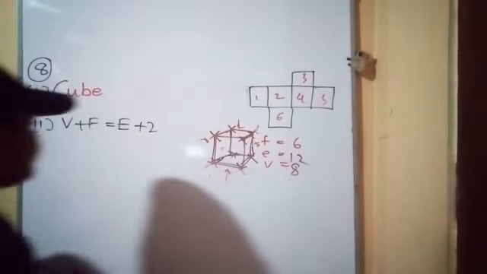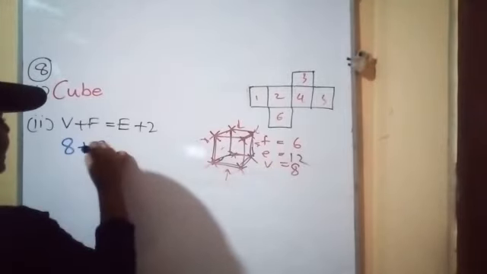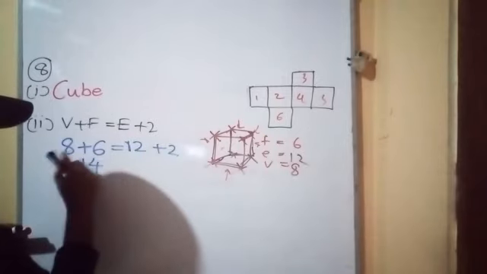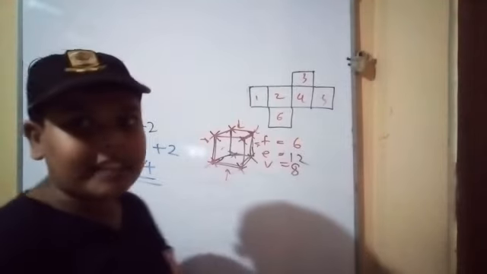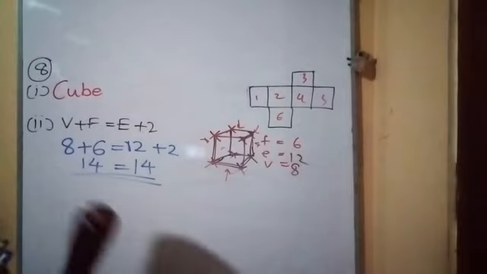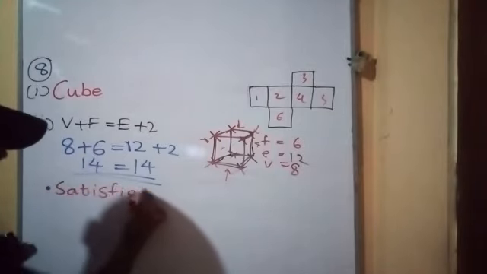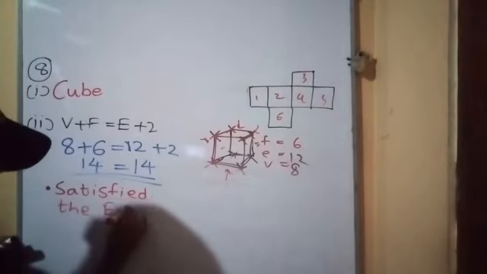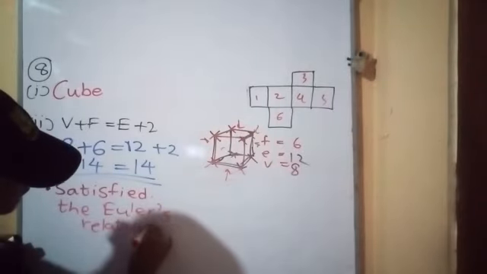Now vertices plus faces equals edges plus 2. Vertices are 8 plus faces are 6, equals edges 12 plus 2. That means 14. 8 plus 6 is 14, and 12 plus 2 is 14. That has been satisfied. So you can write: satisfied the Euler's relationship.